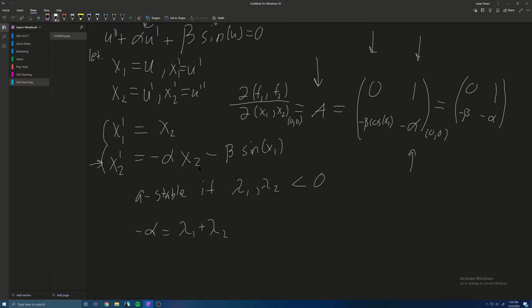And another property is that the determinant is going to be the product of the eigenvalues. So we see that the determinant of this Jacobian is going to be 0 times minus alpha plus beta, which is just beta. So we have beta as the product of these two eigenvalues. Good.